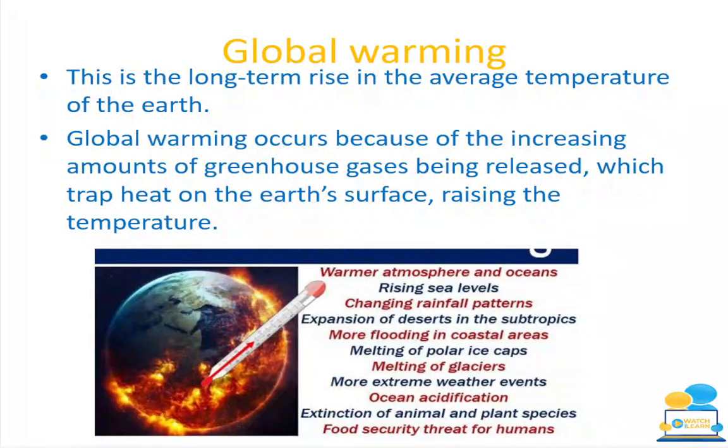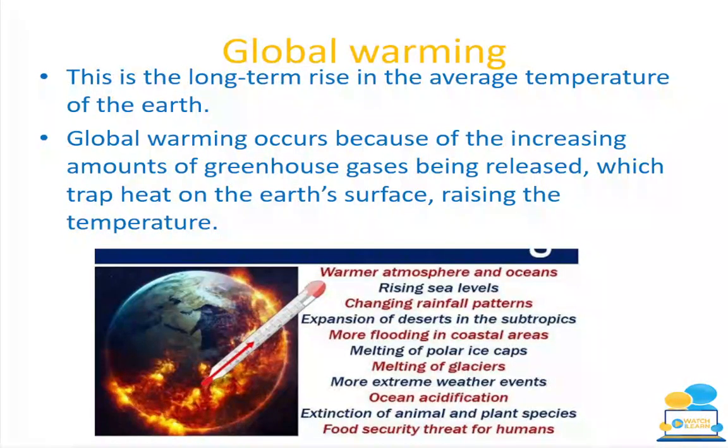So even a 1 or 2 degree difference in the water temperature or the water pH is going to kill all of the coral reefs. So there's extinction of animal and plant species because their habitats are being taken over, or else they're melting away or being flooded. There's a food security threat for humans. They're not able to grow stuff as easily because of the lack of water, too hot or not enough heat in some circumstances. So crops are failing to thrive.